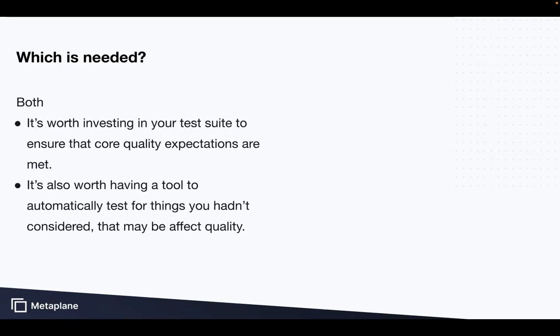So which is needed? In reality, you need both. Software has both. They have their test suites, they also have their monitoring tools. And I think data is in the place where we need both as well. It's definitely worth investing in your test suite to ensure that your core quality expectations are met. But I think it's also worth having an observability tool to watch your back and to check the things that you're not expecting.